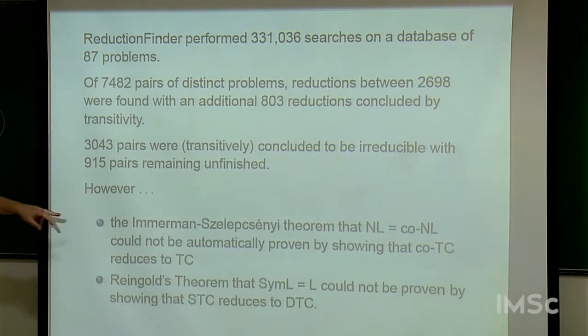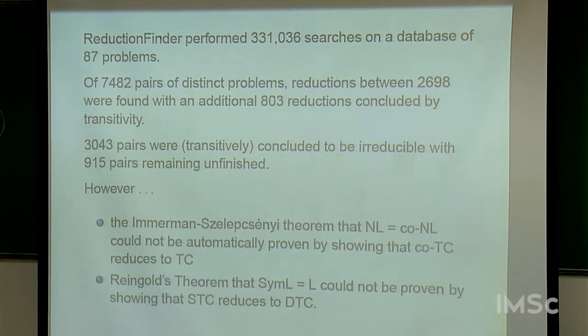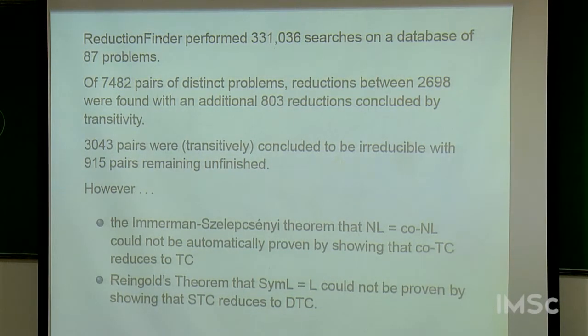What they did is they tried to prove the Immerman-Szelepcsényi theorem by looking for automatically a reduction from the complement of TC to TC, and they couldn't do it. And also, similarly, with regard to Reingold's theorem, they looked for a reduction from symmetric transitive closure to deterministic transitive closure, and they couldn't do it.